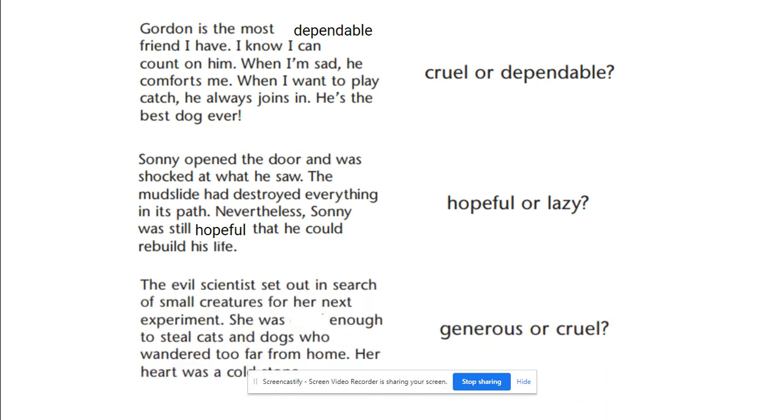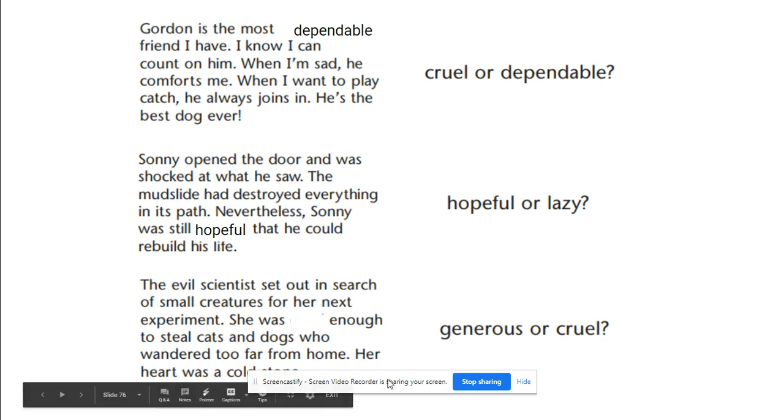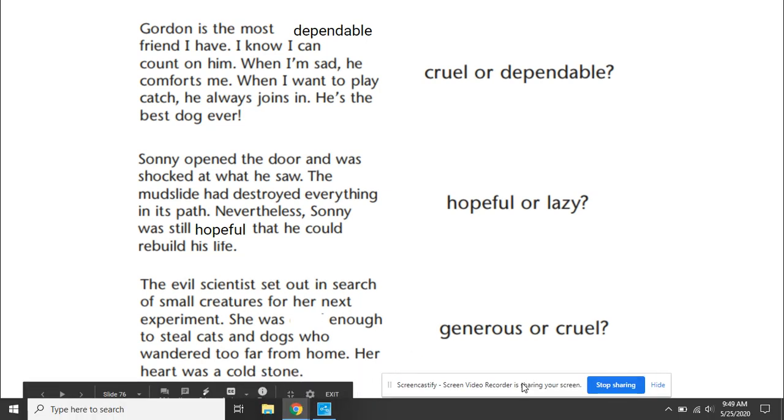Okay, last passage. The evil scientist set out in search of small creatures for her next experiment. She was blank enough to steal cats and dogs who wandered too far from home. Her heart was a cold stone. Would we describe this character as generous or cruel, right? So we talked about cruel already. That means mean or unkind. Generous is somebody who is willing to make sacrifices or give up things to make other people happy, right?